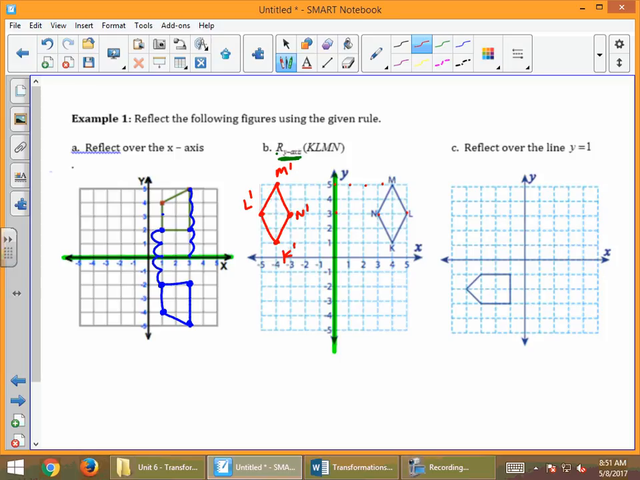So again, we took that original figure and flipped it over the y-axis. And again, if you fold your paper along that green line, those images should match up perfectly. And it doesn't matter which point you start with to reflect. You could have started with L and counted. Just pick a point, count, and then do the same thing with all the other points.